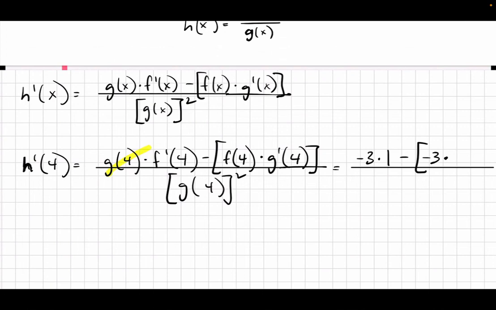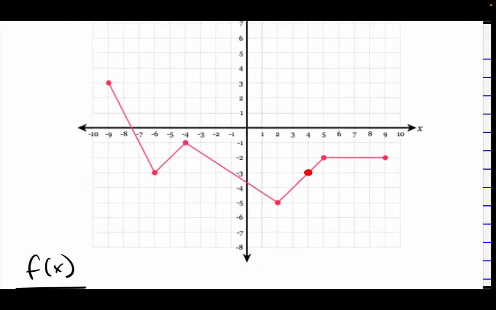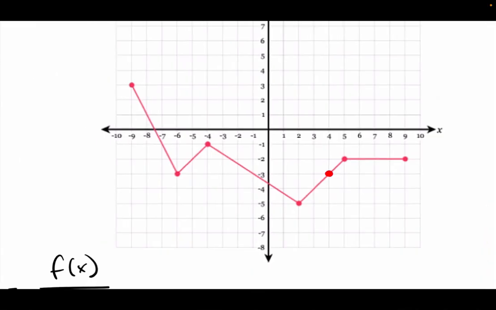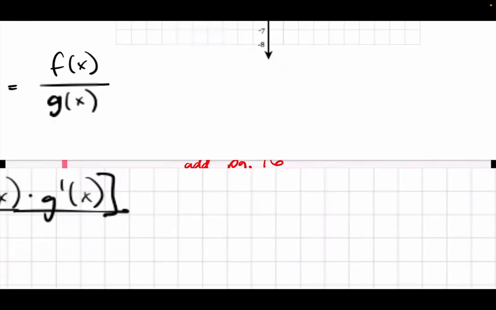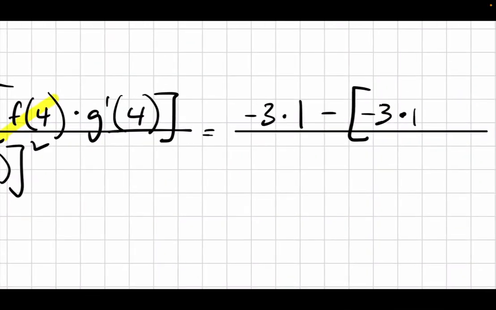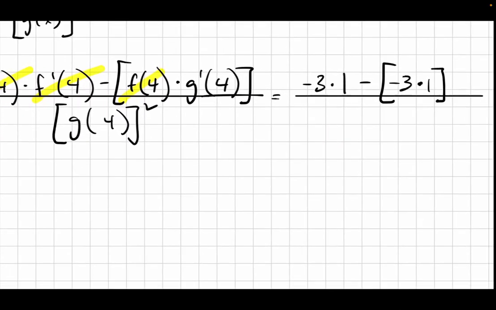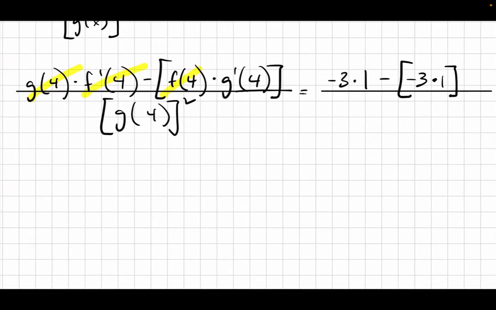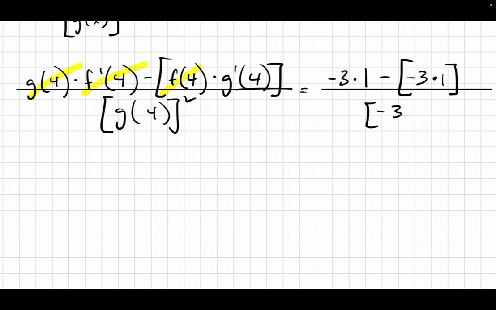G prime of 4. That's going to be the slope when g is 4. That red dot there is when g is 4. What's the slope of the line that it's a part of? Up 1 over 1, up 1 over 1. The slope is 1 again. And then we said g of 4 is negative 3, so it's going to be negative 3 squared.